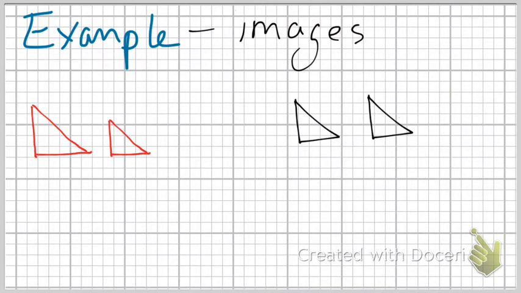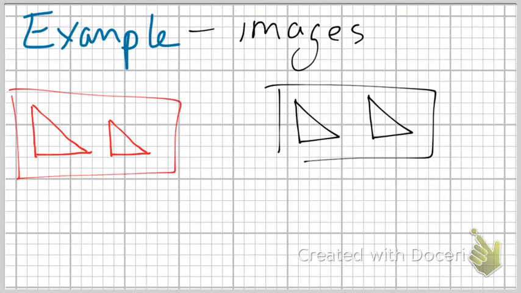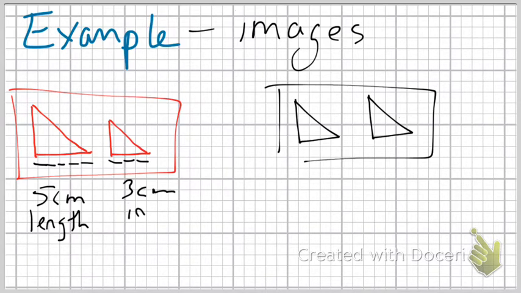Let's look at an example using some images. I have two sets of triangles here. Triangles there and triangles here. Which do we think is similar? Which do we think is congruent? Well, if we look at these first two triangles, this one is approximately 1, 2, 3, 4, 5 centimeters in length. And this one is 1, 2, 3 centimeters in length.